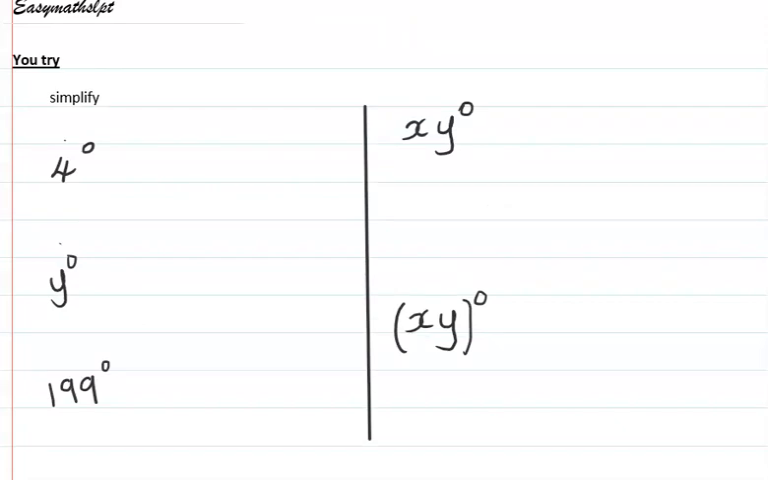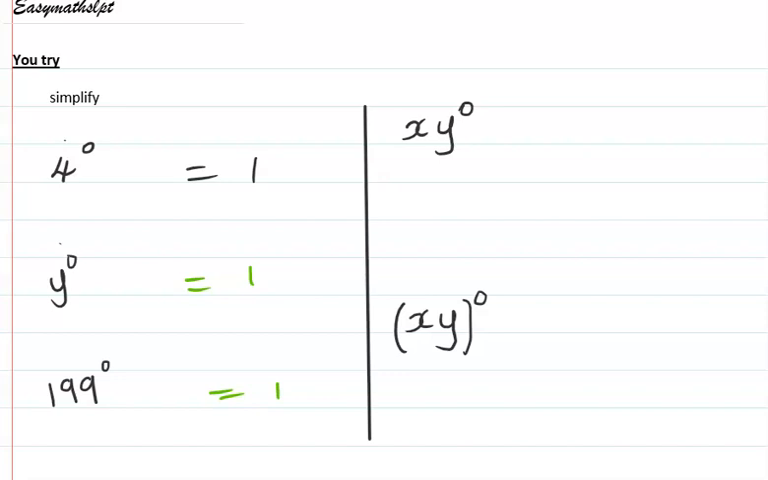Welcome back. Let's go through. Anything raised to the power of 0 is 1. So 4 to the power of 0 is 1. Y to the power of 0 is 1. 199 to the power of 0 is 1.